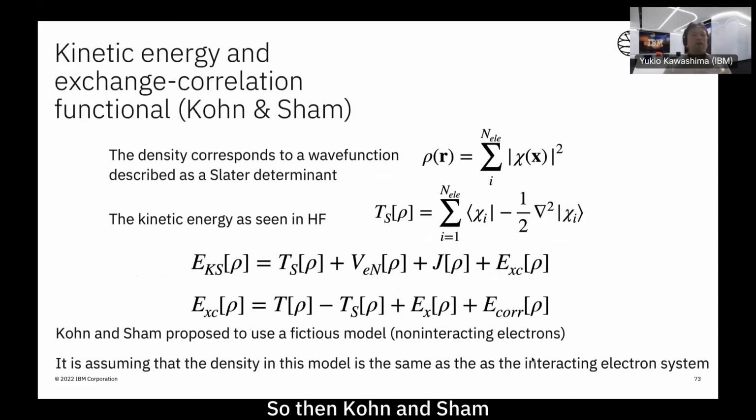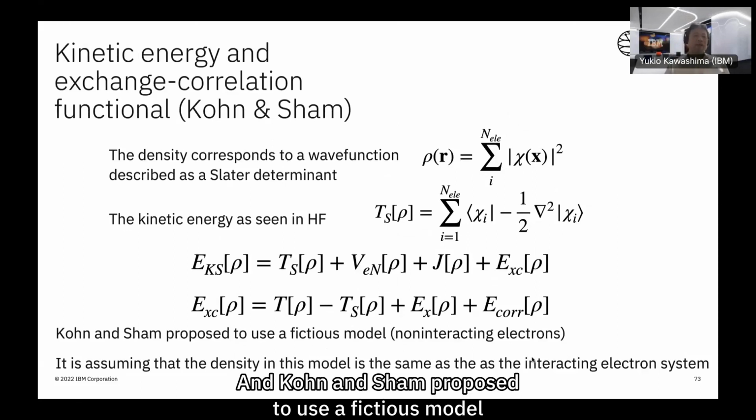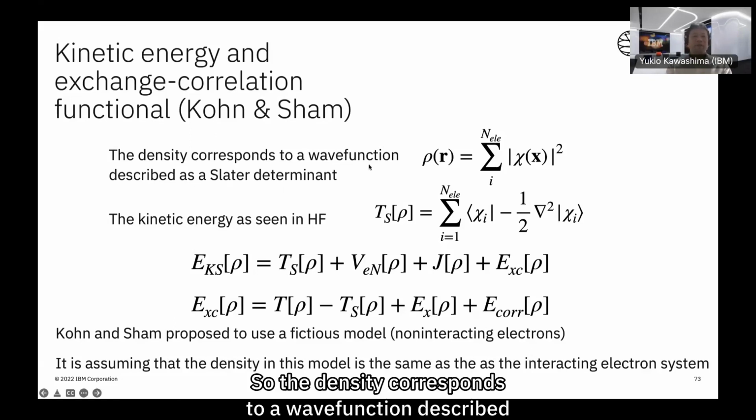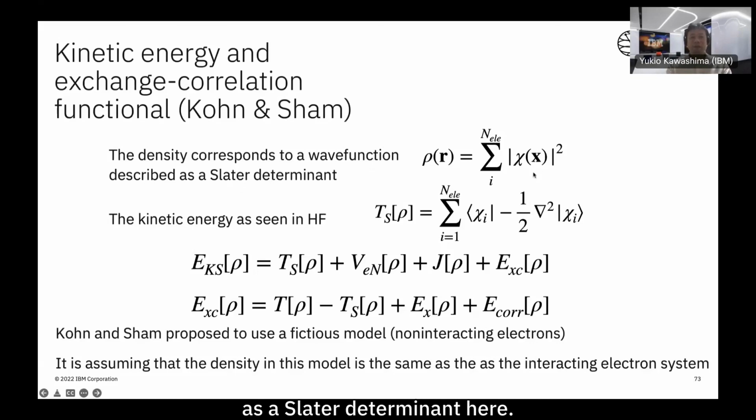So then Kohn and Sham introduced a new concept. What they did was they reintroduced the orbitals. And Kohn and Sham proposed to use a fictitious model of non-interacting electrons. It's very similar to Hartree-Fock, and they're assuming that the density in this fictitious model is the same as the one of the interacting electron system. So they're saying that it's exact. So the density corresponds to the wave function described as a Slater determinant here.